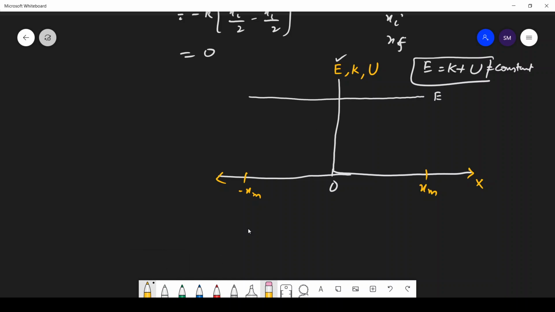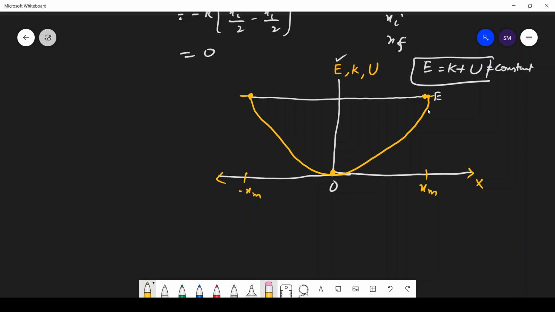Now let us draw the graph of potential energy. So at the extreme, the potential energy was maximum. Yes, even over here the potential energy was maximum, and at the equilibrium position there was no spring force, there was no potential energy. Potential energy was 0. So that's the curve of the potential energy.